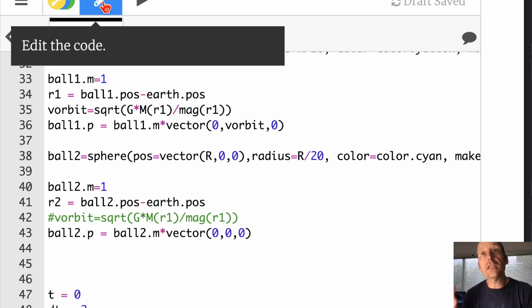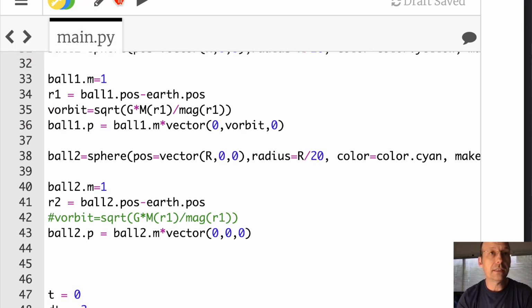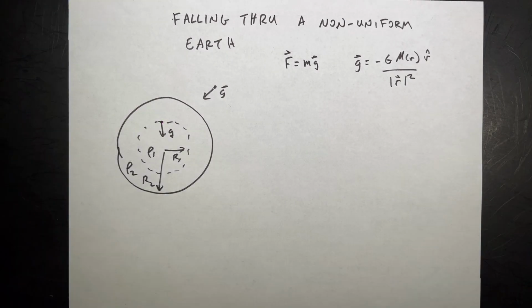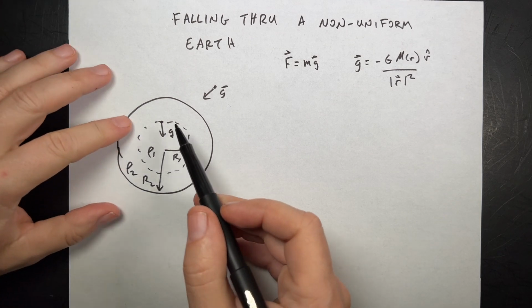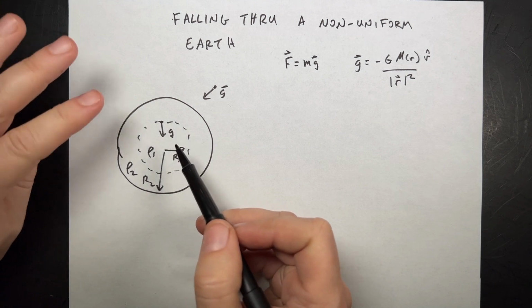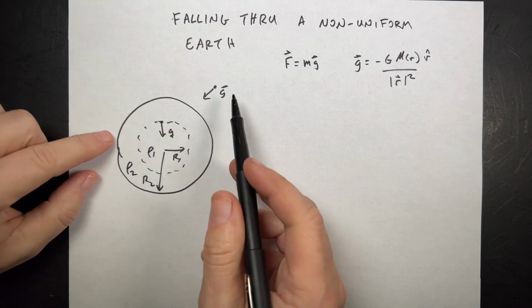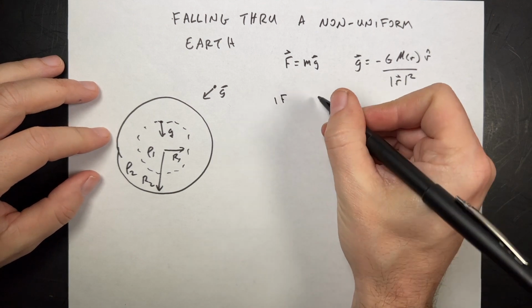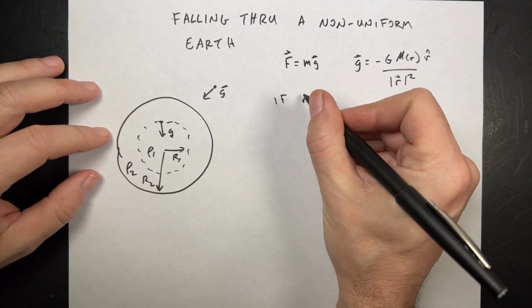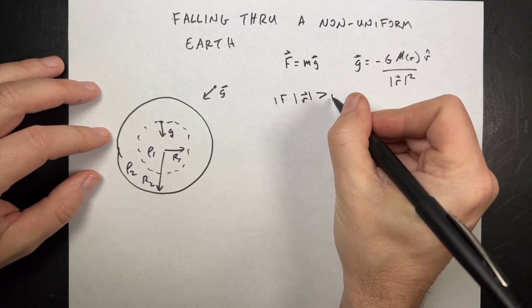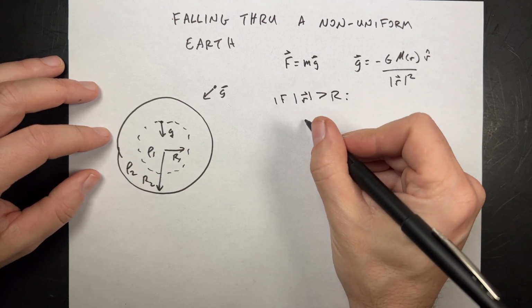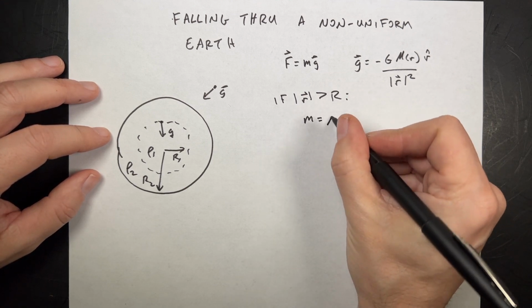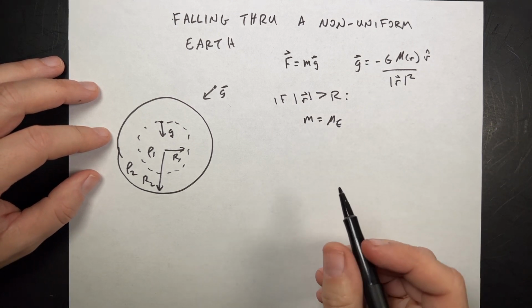Okay, so now let's go over to the paper. Let's think about how we can change this function for a non-uniform density Earth to make sure we got that working. Okay, so now let's say I have really 3 regions where I need to calculate the mass. So if the vector r is greater than R, then the mass is going to be equal to the mass of the Earth, which I already had.